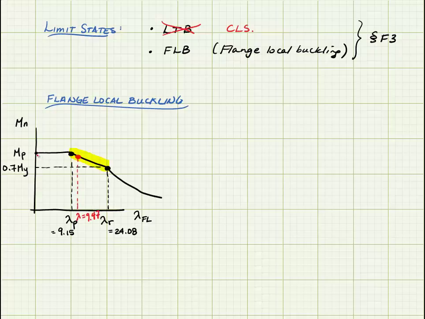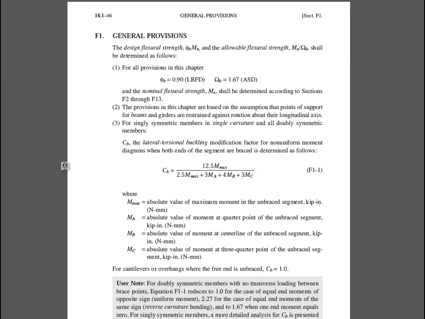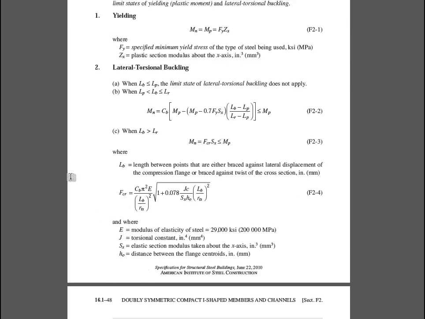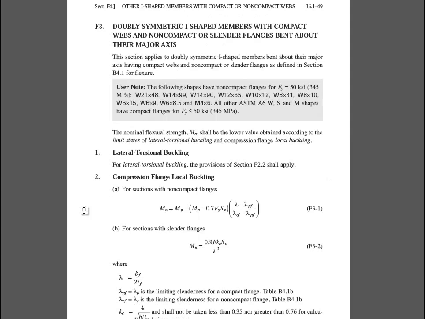That means our capacity is going to be pretty close to the plastic moment. But our job is to figure out what that nominal value for moment is. So I'm going to flip back to section F3 in the spec. Scroll down a few pages. Okay, here's F3. F3 applies for doubly symmetric I-shaped members with compact webs and non-compact or slender flanges in flexure about their major axis. So we have that.